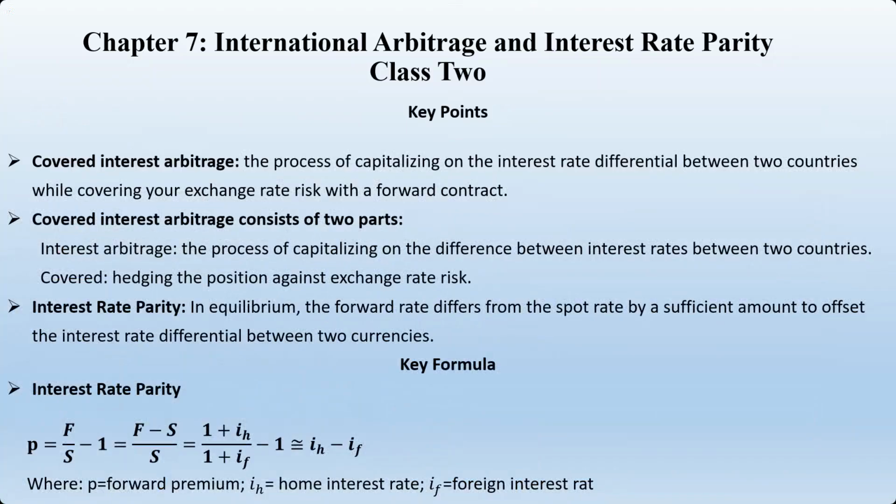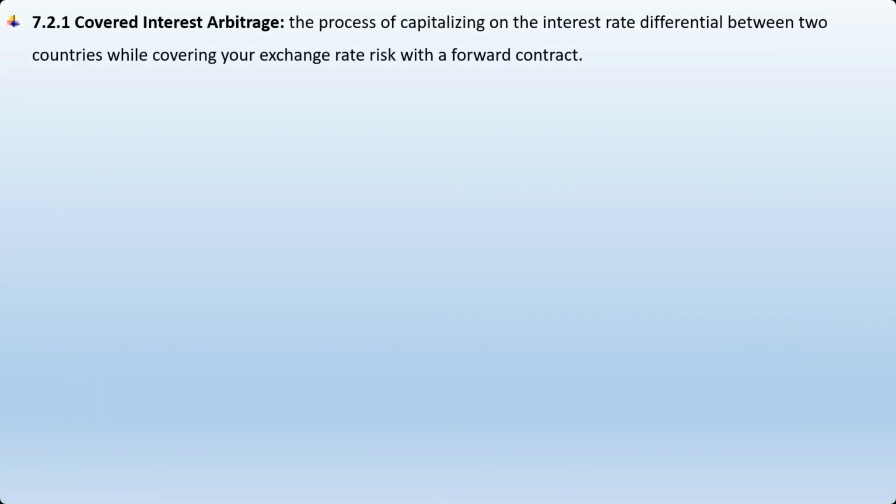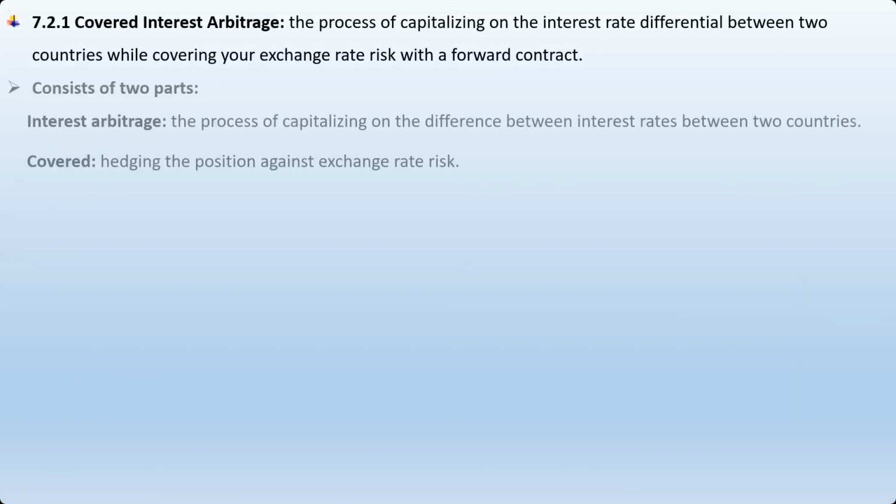So chapter 7 class 2, we're gonna introduce a theory called the interest rate parity. It measures what happens to the exchange rate between two currencies when interest rates change. The formula is over here. But let's look at the covered interest arbitrage first, because the theory is derived from covered interest arbitrage.